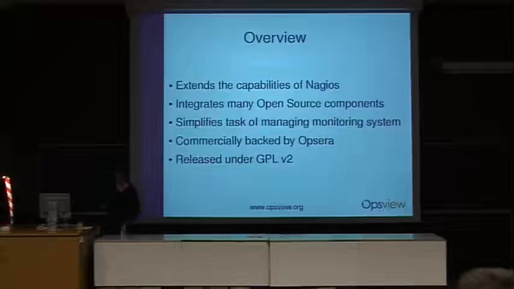We've integrated many open source components, and as you see at the bottom, Opsview is completely open source. So partly what Opsview does is bring together a number of other open source components all under one umbrella. And Opsview is designed for simplifying the task of managing your monitoring system. The software is commercially backed by Opsview, so Opsview basically pay for the developers' time and effectively are the main sponsor of the project. And as I said, completely open source.